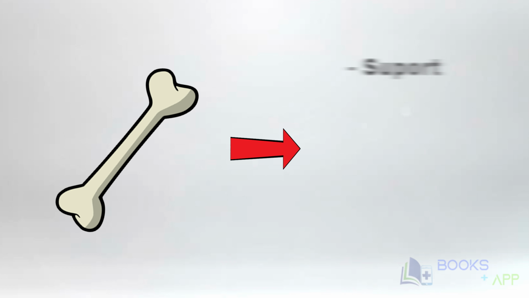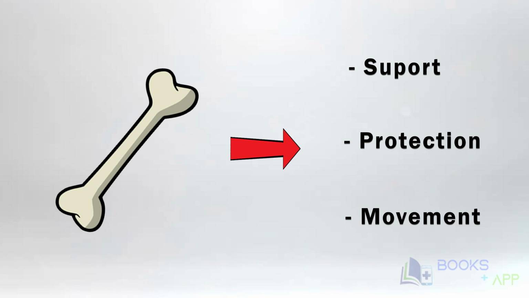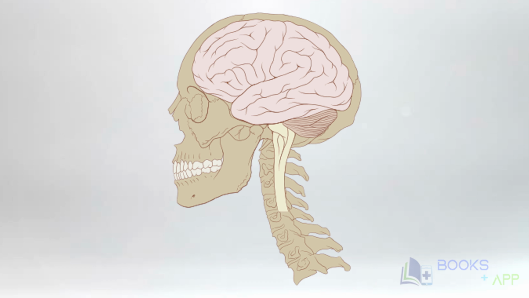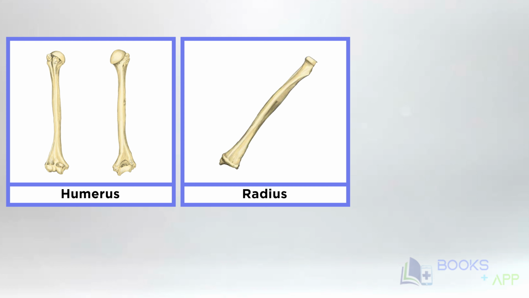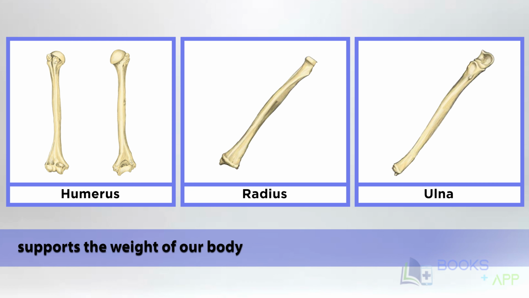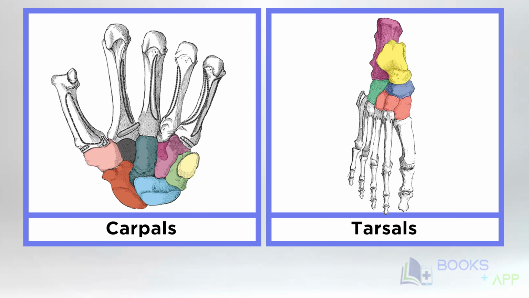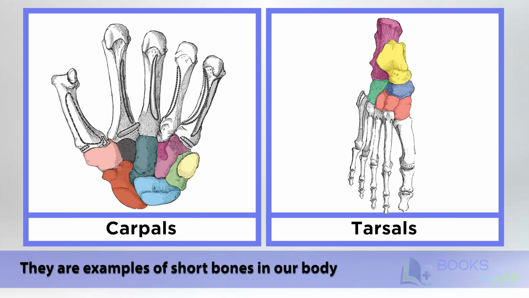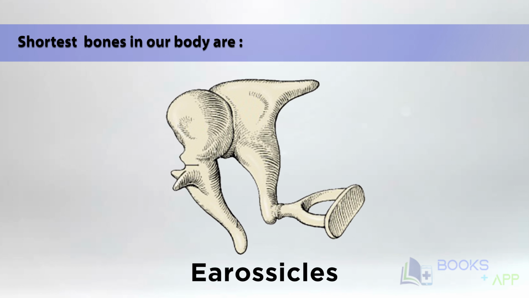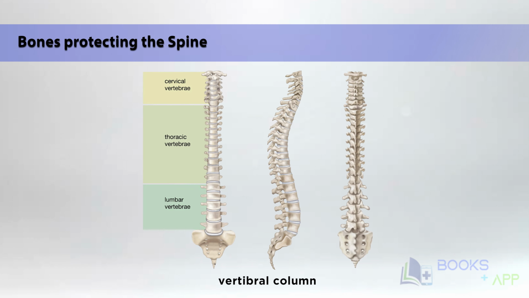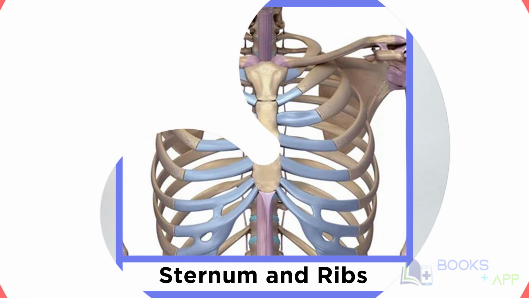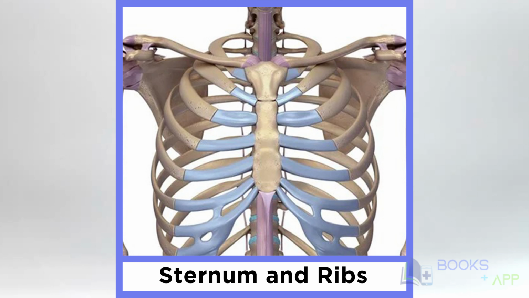Bones provide support, protection, movement and perform several other functions. The bones in the skull give protection to the brain. The long bones such as the humerus, radius, ulna support the weight of our body. Carpals are the bones which are located in the wrist, while tarsals are located in the ankles. They are examples of the short bones in our body. The shortest bones are the 3 bones termed the ear ossicles, which are found inside your ear. The bones protecting our spine are known as the vertebral column. The sternum and the rib cage constitute the chest bones.